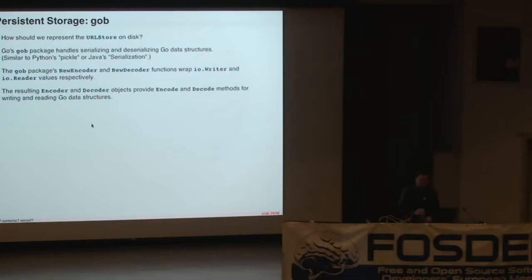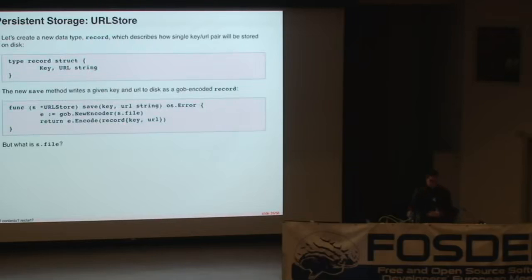So that's interfaces. But we were talking about how to represent data, this URL store data on disk. Well, the way we'll do that is we'll use Go's gob package. And gob is a serialization package which turns Go data structures into streams of bytes and vice versa. The gob package has the functions NewEncoder and NewDecoder, which wrap io.Writer and io.Reader values respectively, and then they return encoder and decoder objects, which allow us to call their Encode and Decode methods to write and read Go data structures.